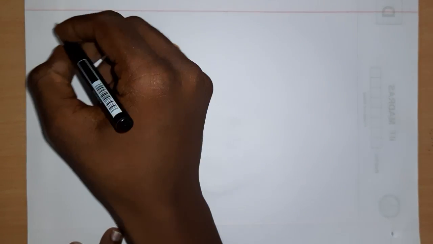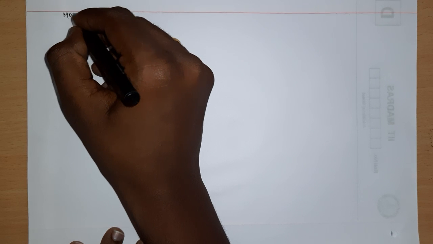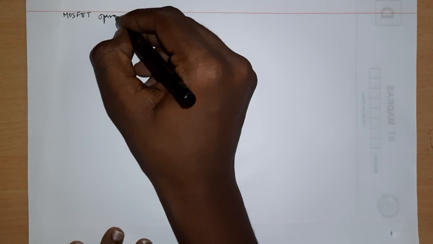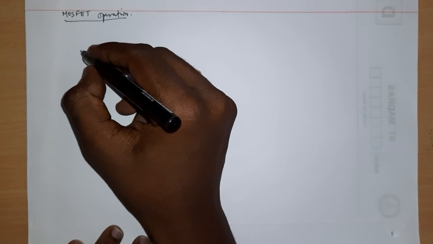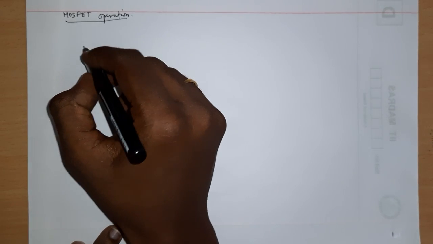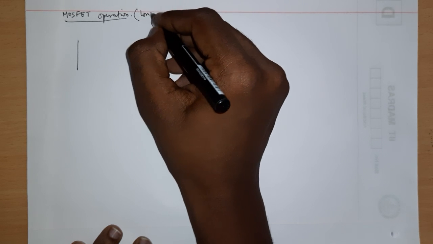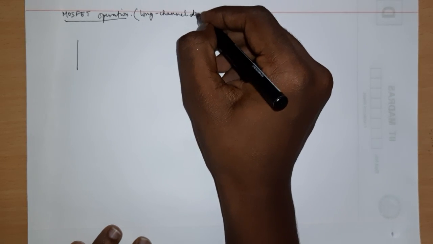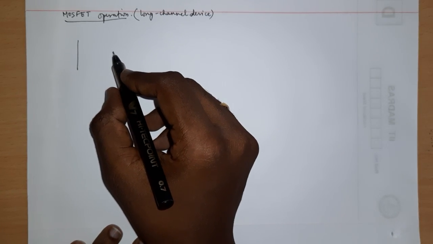Now let us discuss the operation of the MOSFET. Let me again draw the MOSFET structure here. Let me define it's a MOSFET operation for a long channel device. Let me define what I mean by long channel device and all that.